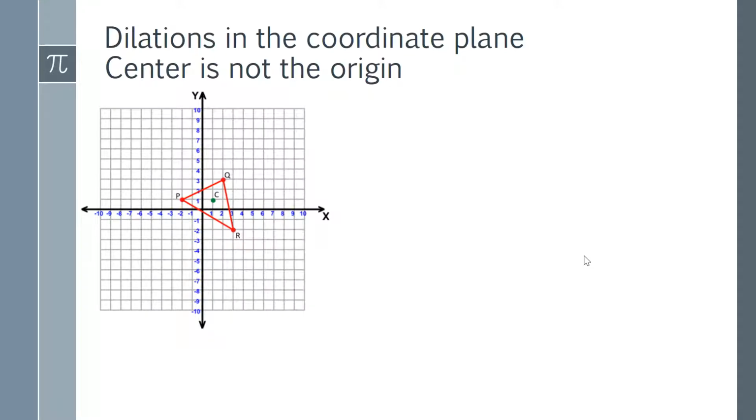So here is our given picture. And you notice that we have a point right here. That's going to be the center of dilation. So we're going to dilate triangle PQR about point C, which is (1, 1). So now how are we going to do this?